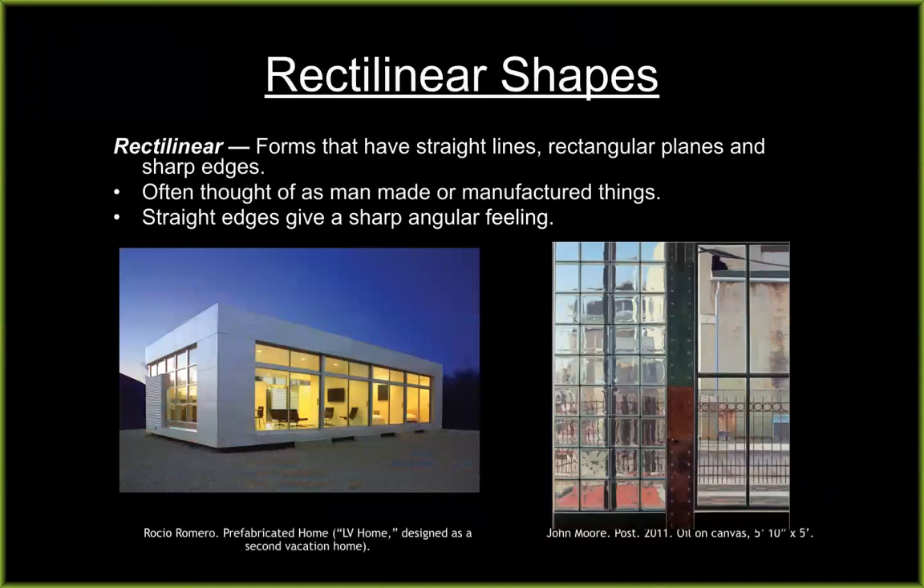On the opposite spectrum is rectilinear shapes, and these are forms that have straight lines, rectangular planes, and sharp edges. Whereas curvilinear shapes are organic and a little more friendly, rectilinear shapes give you the feeling of sharpness. They make you think of man-made or manufactured things.